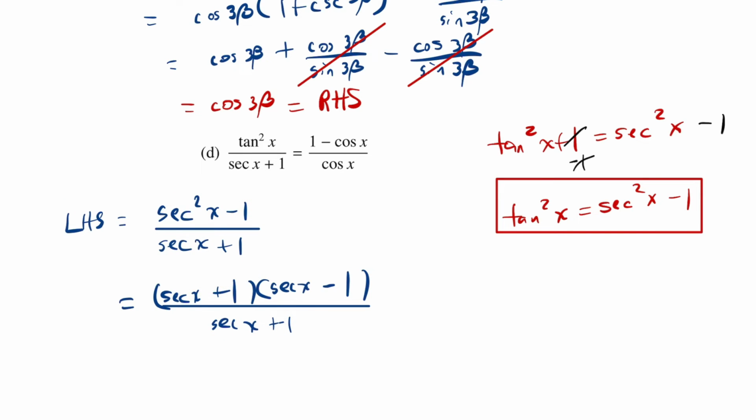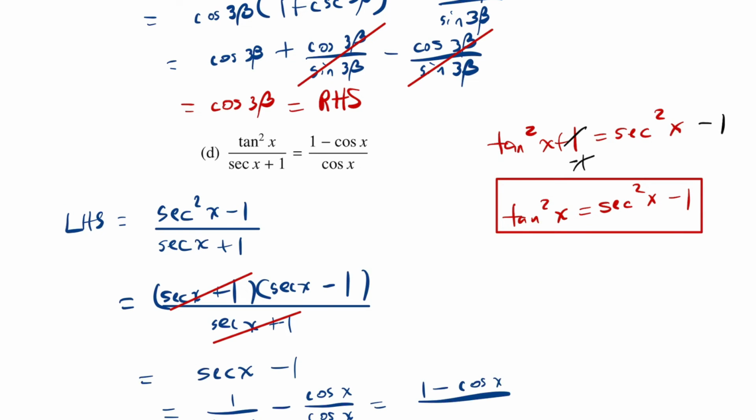So now we got secant x minus 1. It's getting closer to looking like that. Let's see here. At this point, we can rewrite this as 1 over cos. That's an identity for secant. And instead of 1, I can write that as cosine over cosine, because that's equal to 1. And now I'll have a common denominator, and guess what? I am done. And that is exactly what we needed to get the right-hand side.